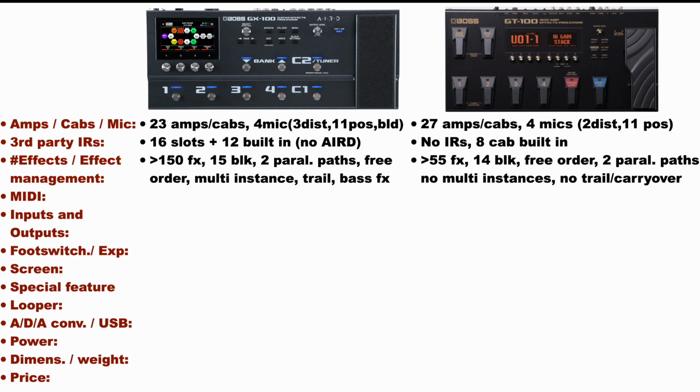Well, here let me say that first of all I had a lot of fun playing with the effects of the GT-100, but the GX-100 is on another level.